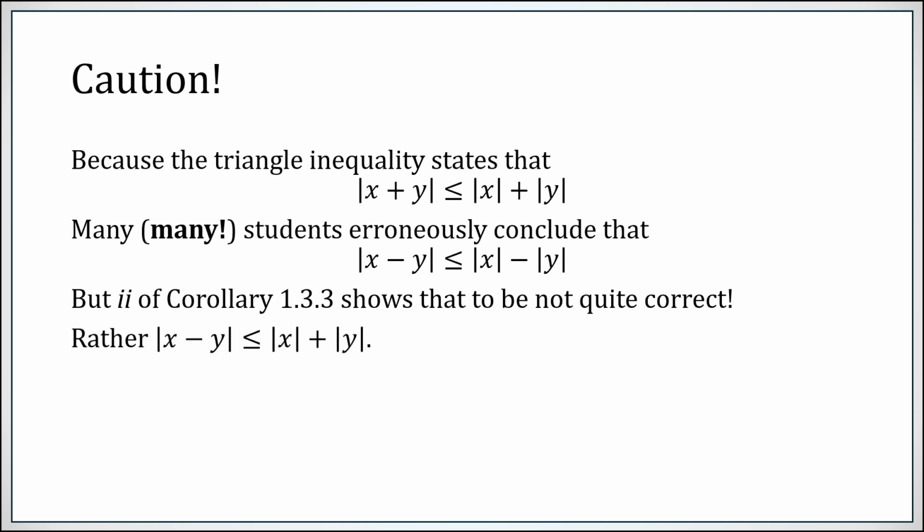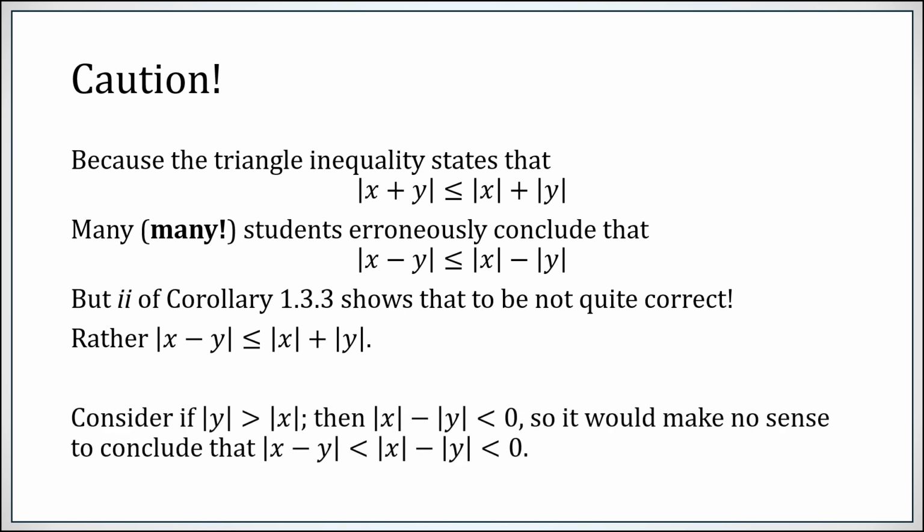The absolute value of x minus y is less than or equal to the absolute value of x plus the absolute value of y. As a nice little counterexample, suppose the absolute value of y was bigger than the absolute value of x. If this was larger than that, then this difference would in fact be negative, and you cannot have this absolute value be less than or equal to something negative.